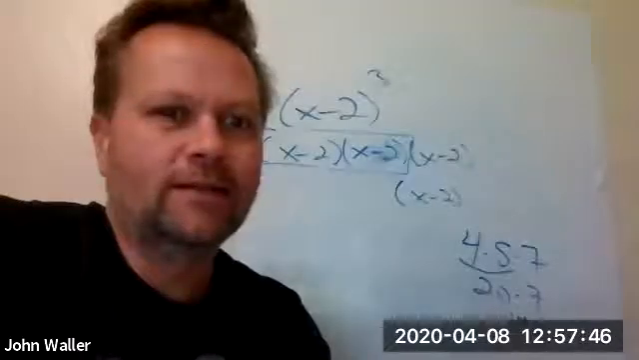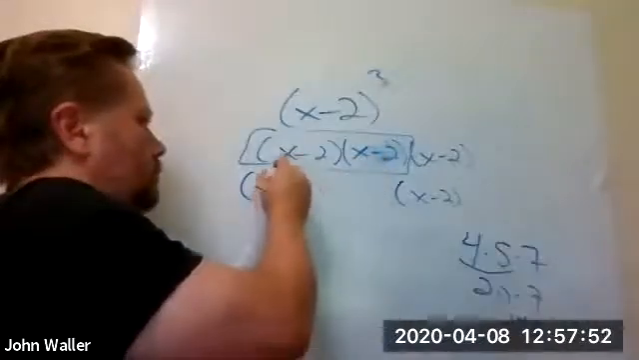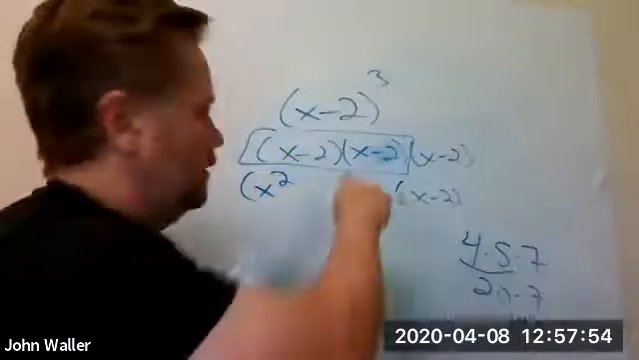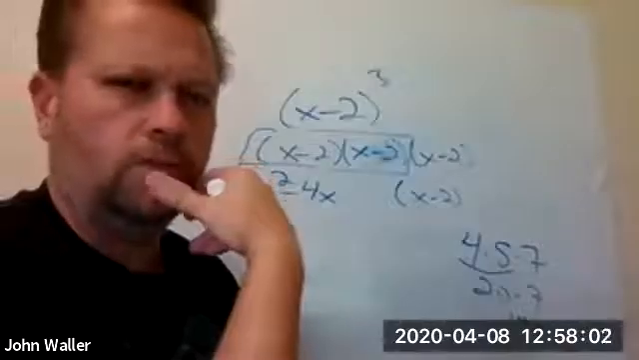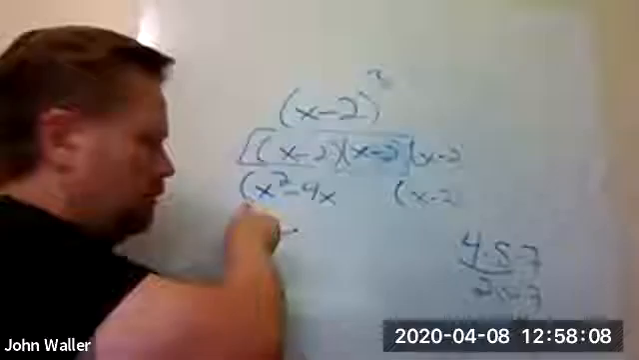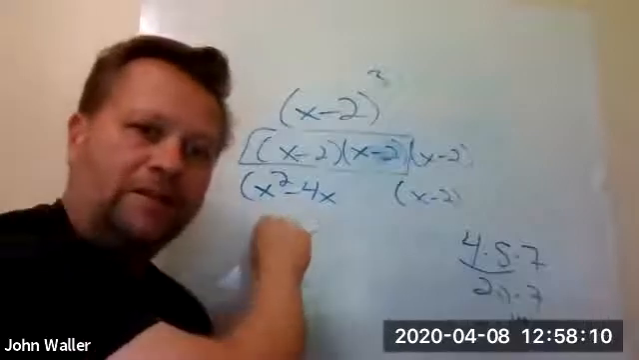X squared minus 2. So when you do these, you'll get x squared. Let me see if I can do a little shortcut with you guys, right? Minus 2x minus 2x. We have to put the parentheses again, because there's another piece to this, right?